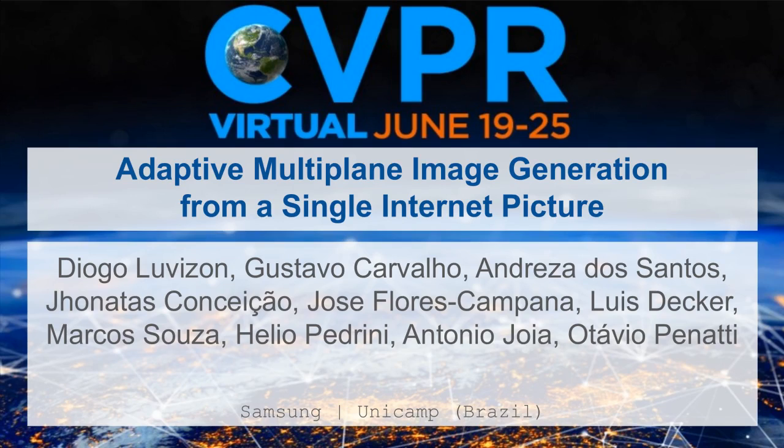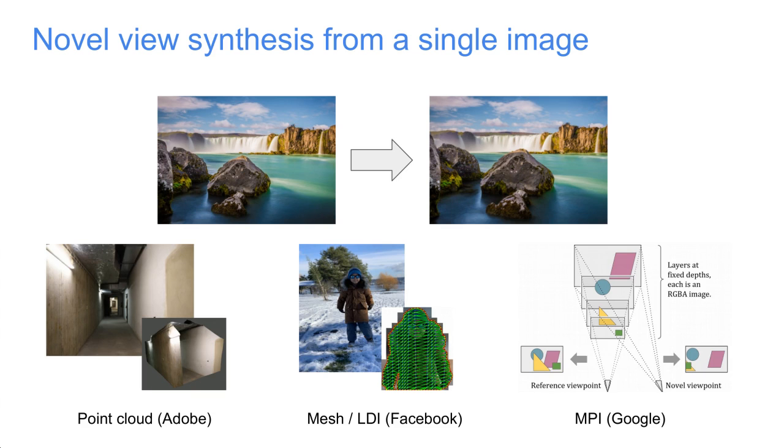This paper is about multiplane image generation from a single picture. Novel view synthesis from a single view image is a challenging problem since it requires estimating the geometry of the scene and color textures for occluded regions. For this task, several representations could be used, for example, point clouds, meshes, layered depth images, and multiplane image.